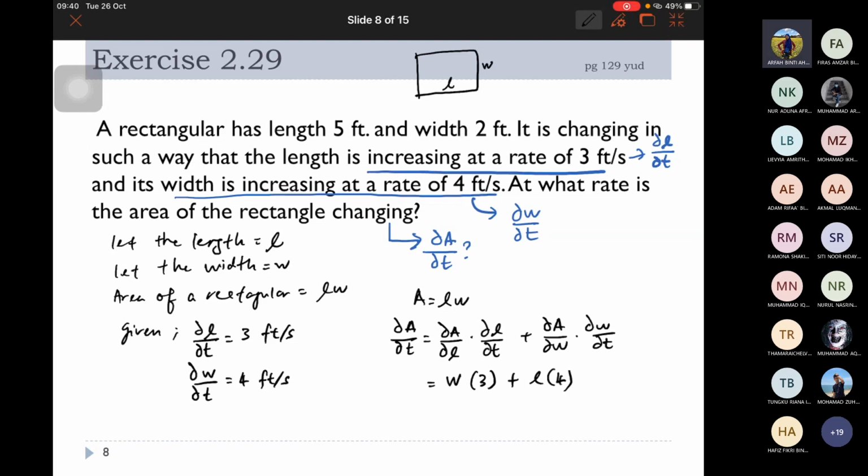So W equal to 2, width of 2. This is W and this is L. Okay. 2 darab 3 tambah 5 kali 4 sama dengan 26 feet per second. So itu adalah the rate of change of the area of the rectangle. Kadar perubahan.